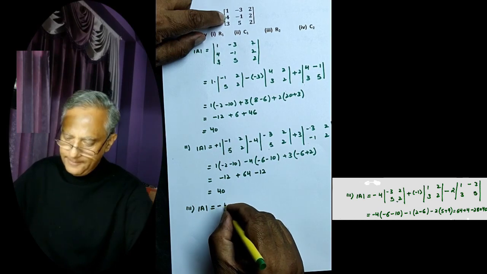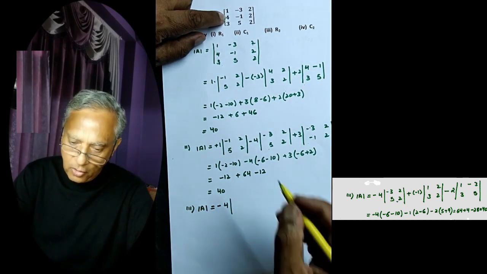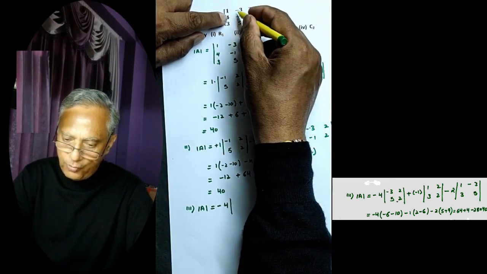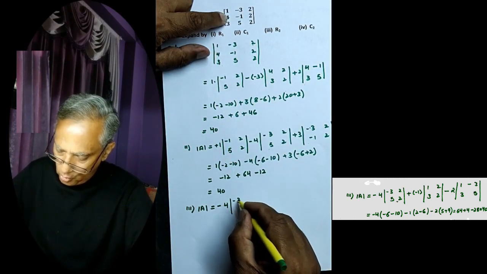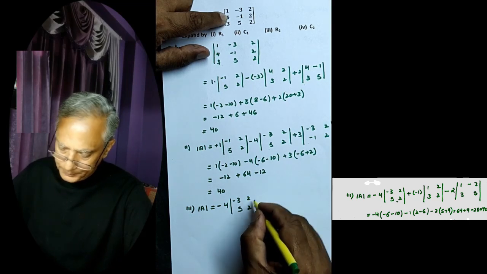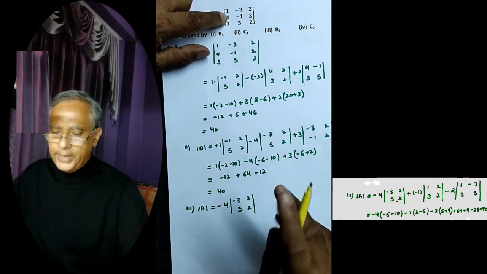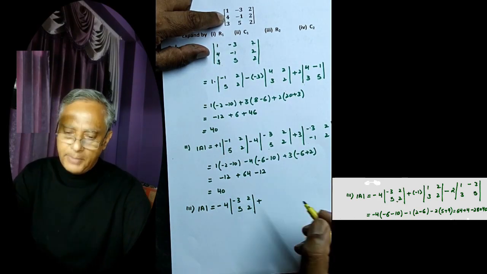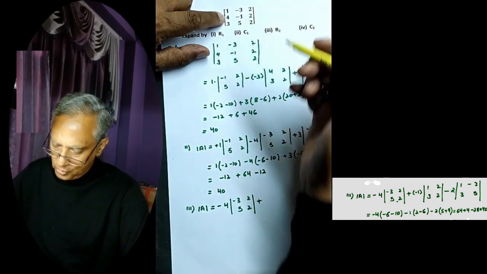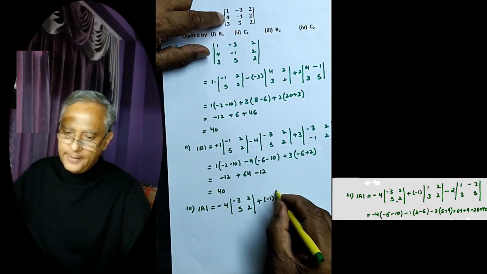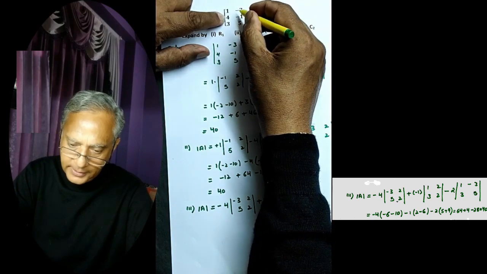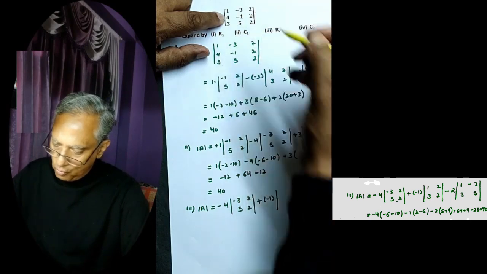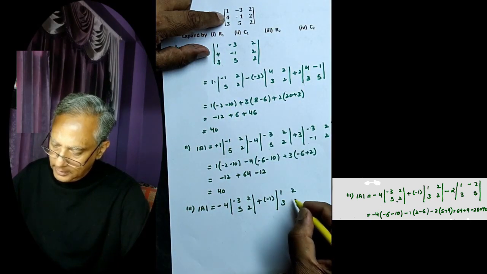Minus 4 into the determinant of this. Delete the row and column in which the entry occurs. This and this will be gone. Minus 3, 2, 5, 2. Clear? And now we can take alternate plus minus. So this is negative, so this will be positive. The place of this entry is 2, 2. This is even. So this into minus 1 into this, and this row and this column will be gone. We are left with 1, 2, 3, 2.